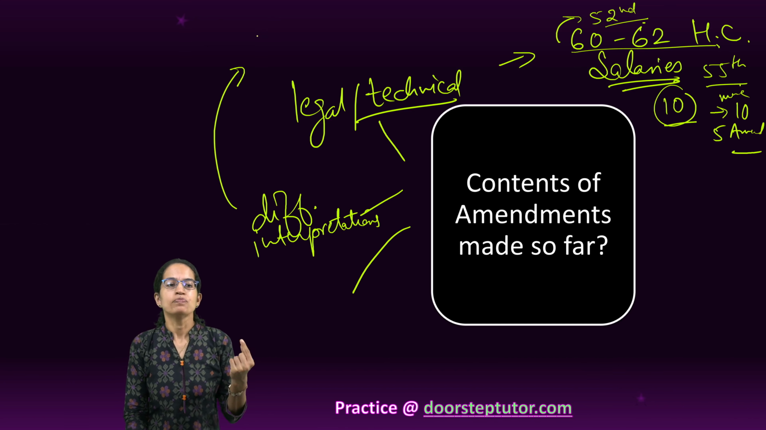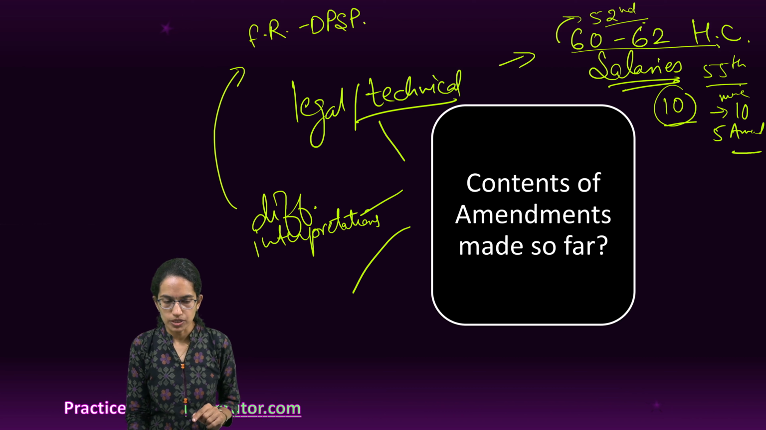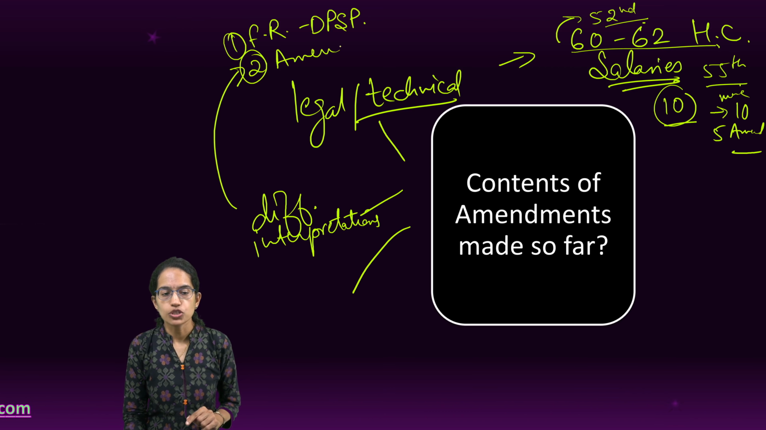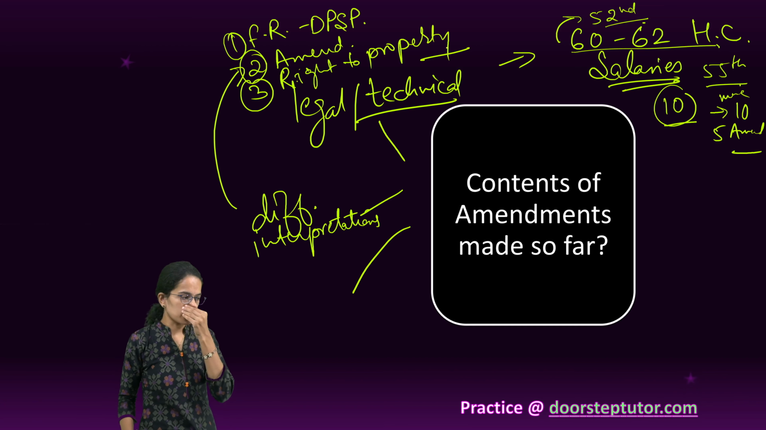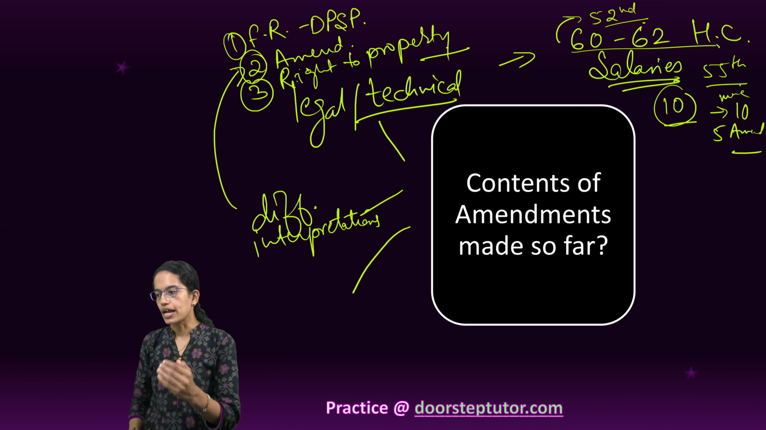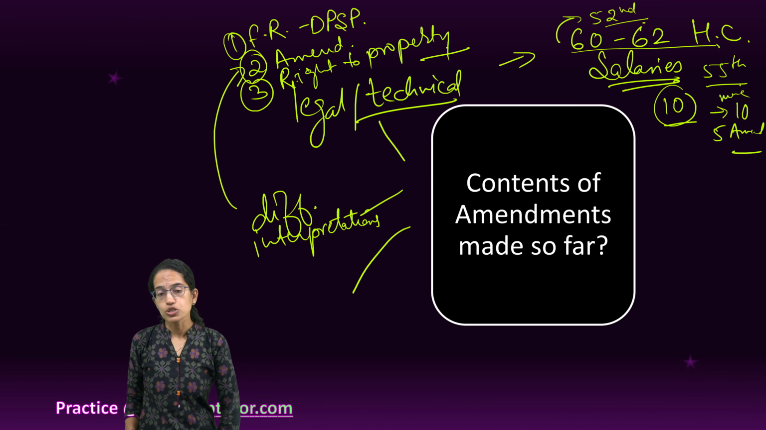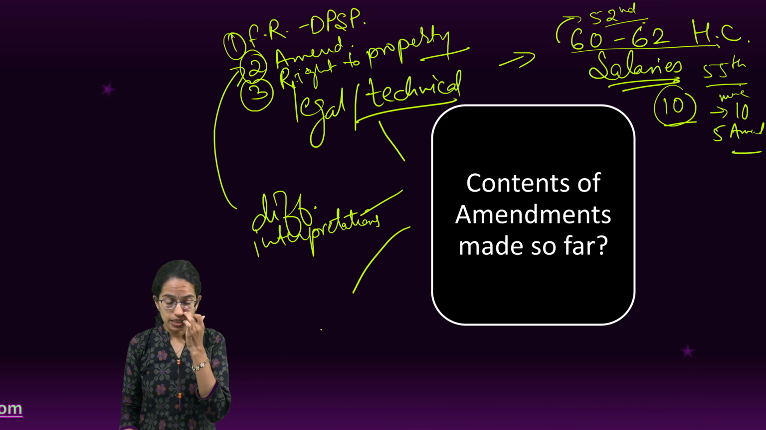For example, conflict between fundamental right and directive principles of state policy. That's one. The second is the power to amend the constitution. The third is the right to property. So those are all under the aspect of different interpretations. What does that mean? That means that there are different interpretations which are given by the constitutions or by the judiciary, and therefore this needs to be taken into account.